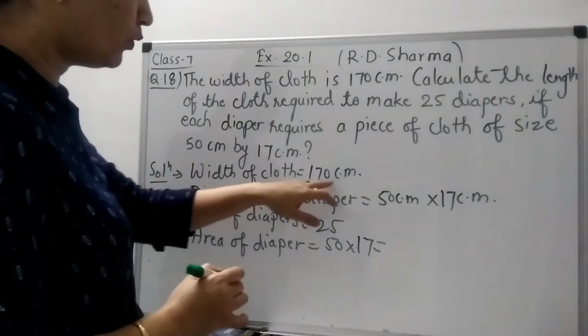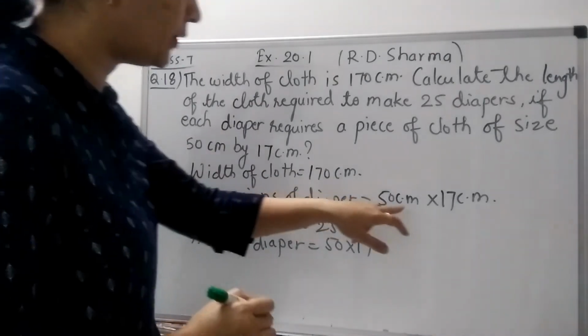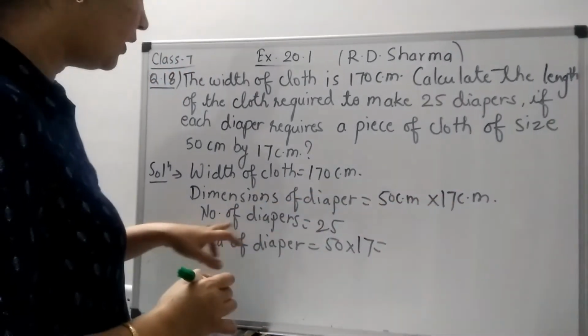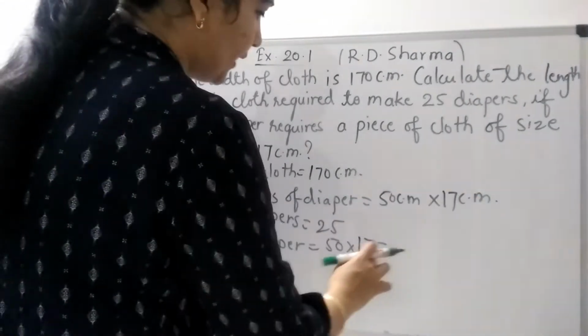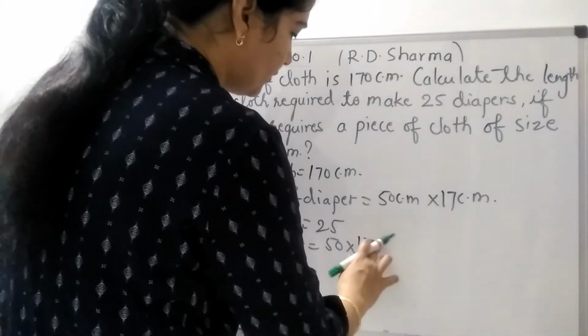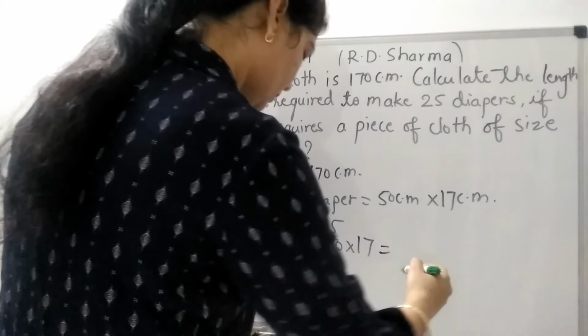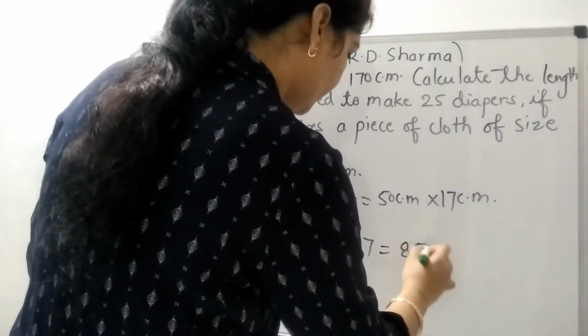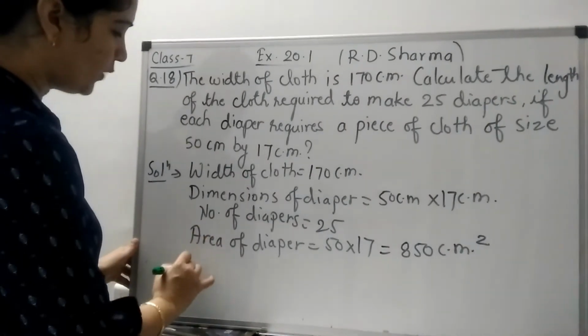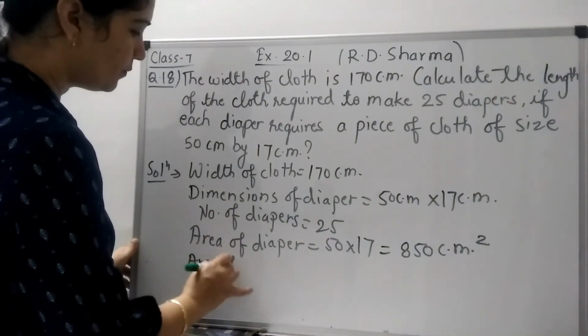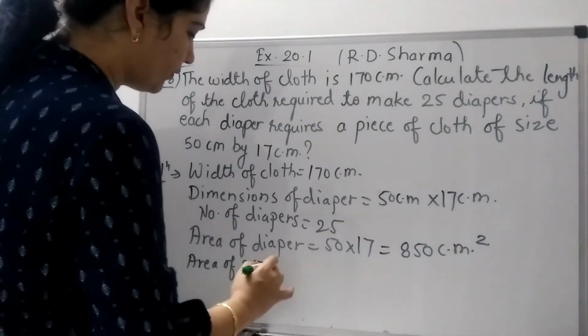Okay, so width of cloth is 170 centimeter. Dimensions of diaper is 50 into 17 centimeter. Number of diapers there are 25. So the area of diaper will be length into breadth, means 50 into 17, which will give us 850 centimeter square. This is the area of one diaper. So area of 25 diapers, we have simply multiplied by 25.